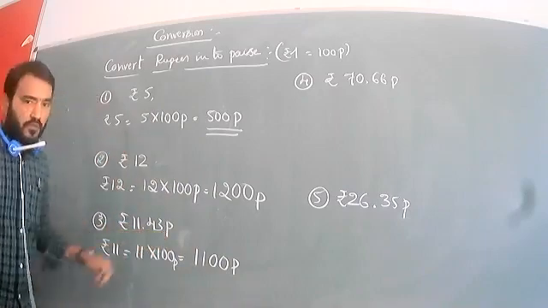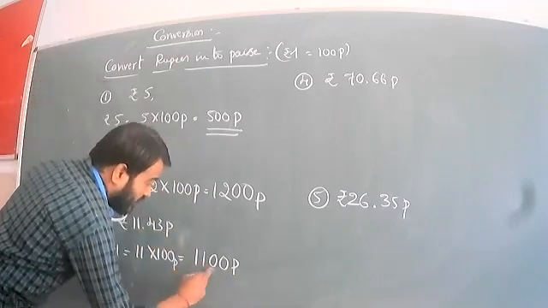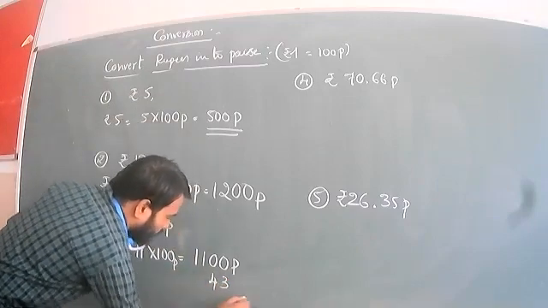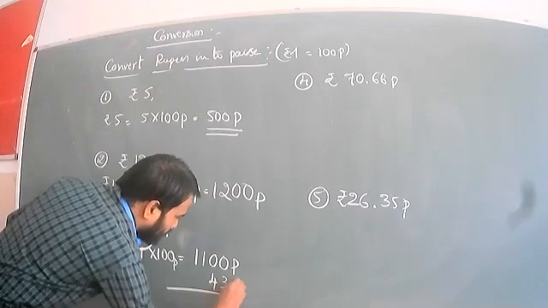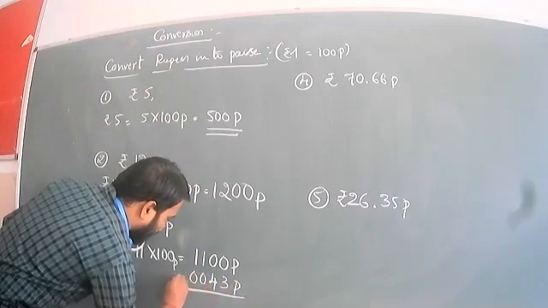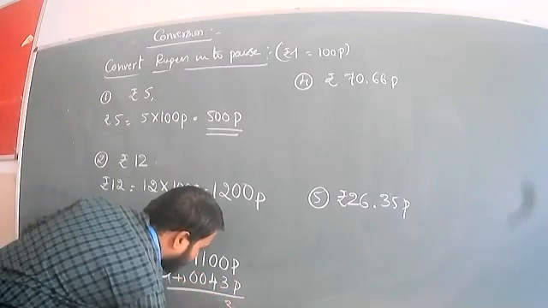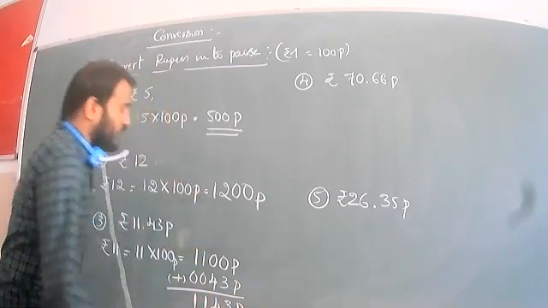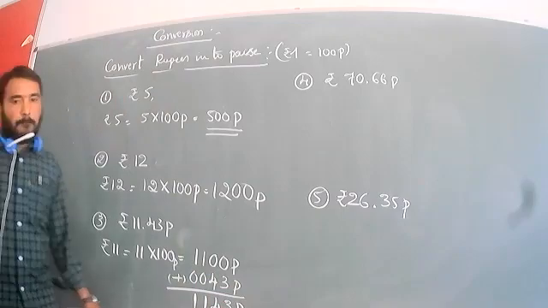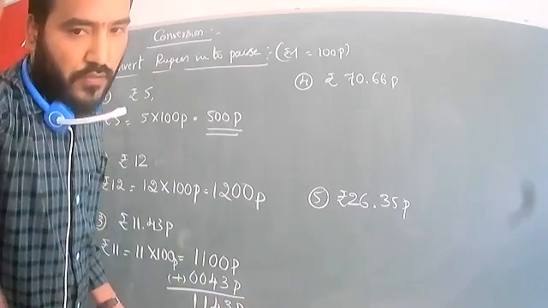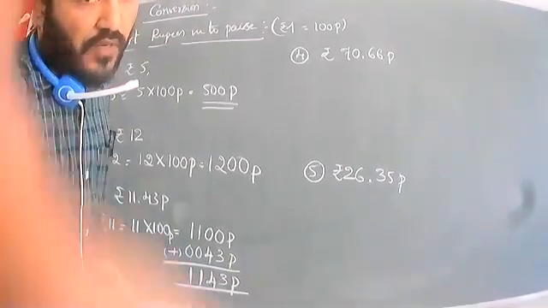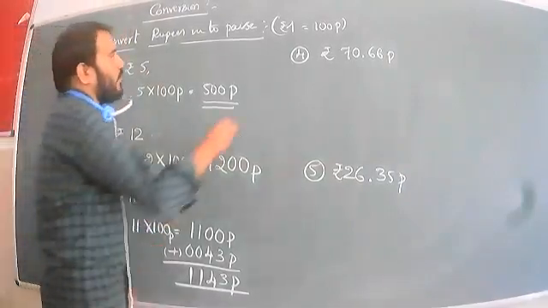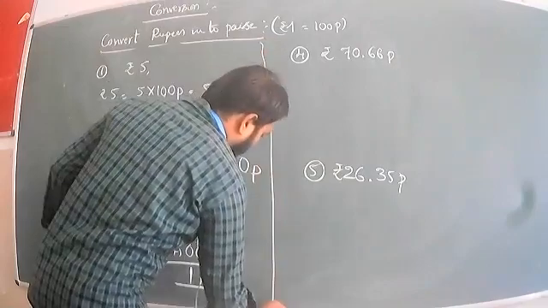So we can add 43 in the tens place and ones place. 3 is ones place, tens place is 4. Now we can add. So now 3, 4, 1, 1: 1143 paisa. 1143 paisa, this is the answer. Okay, all the questions are the same. So let me do the next one.